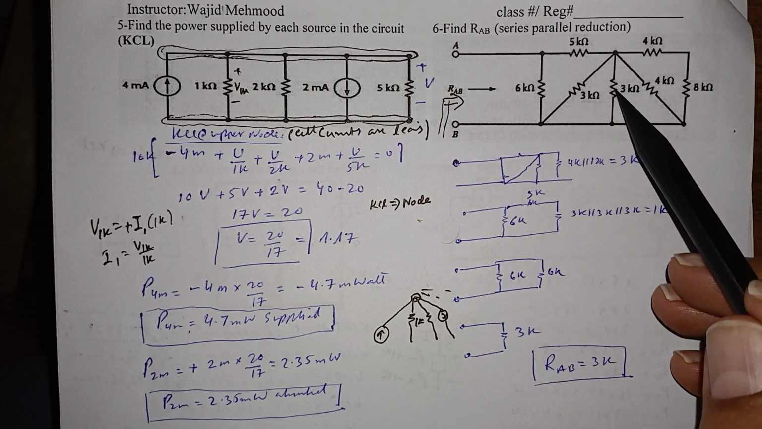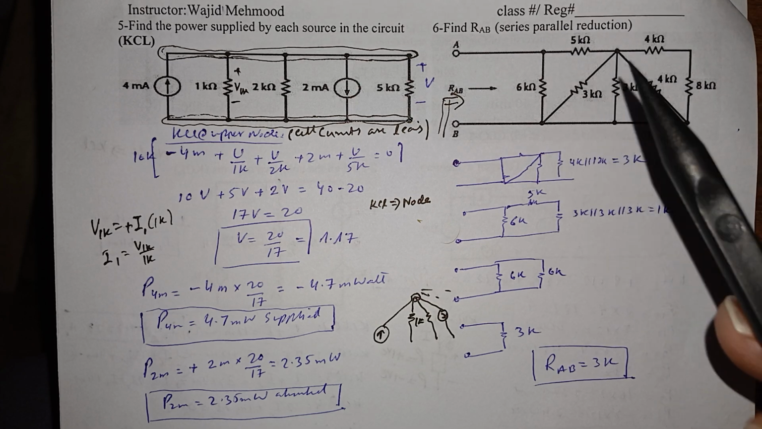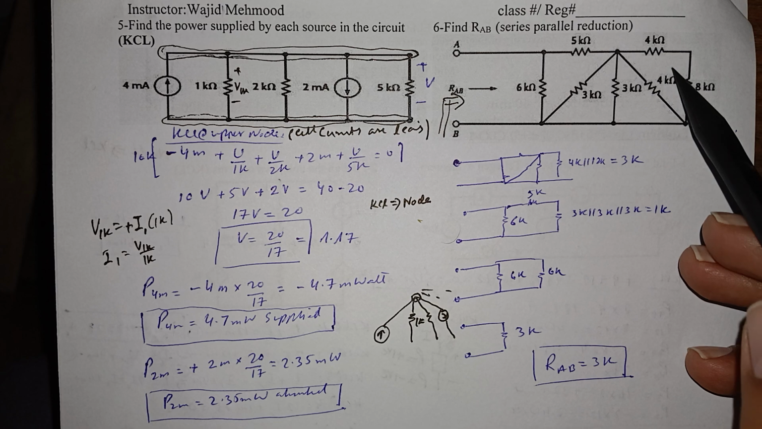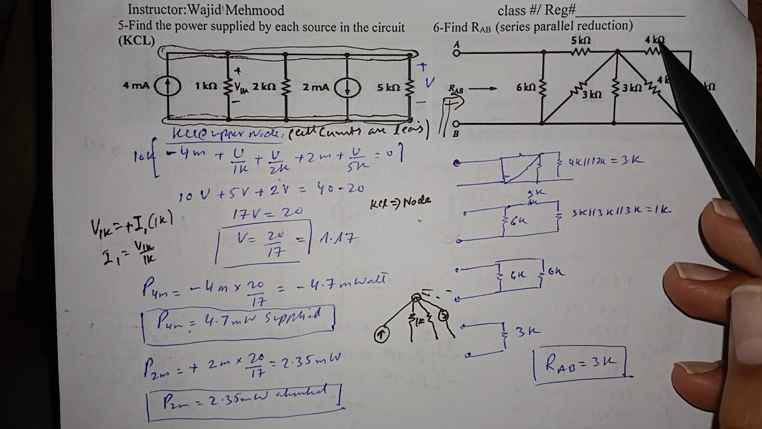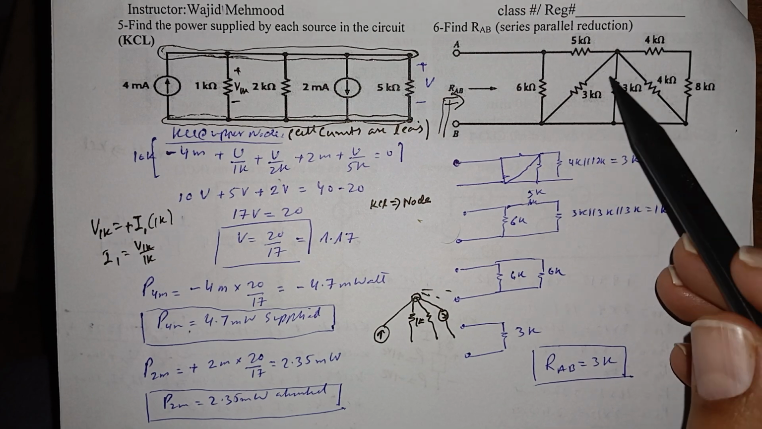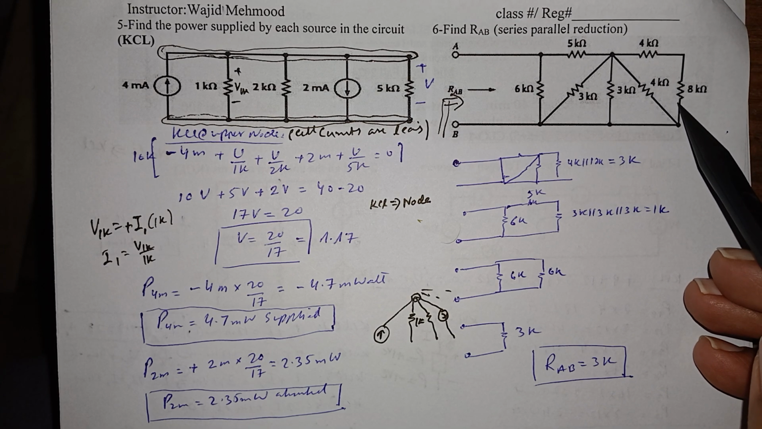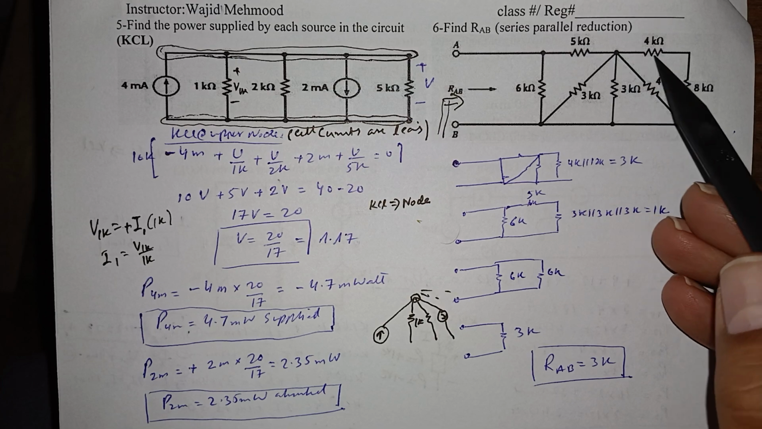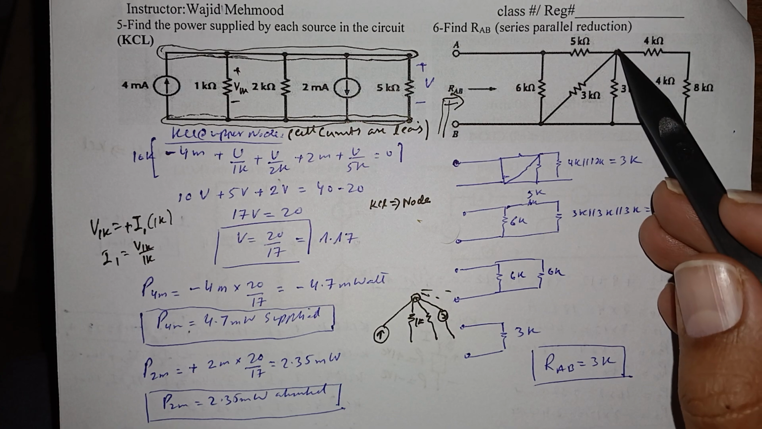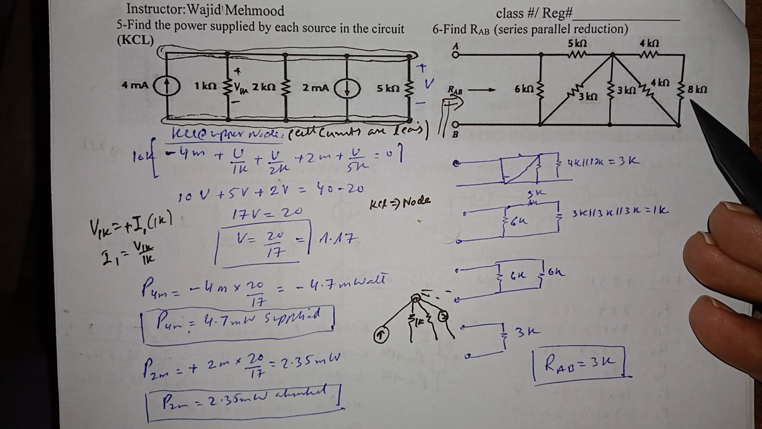So whenever you reduce a parallel combination, you reduce one loop. And when you reduce a series circuit, you reduce one node. For example, if I start from this node here, you have to start from nodes all the time. If you start from this node here, the current is not being divided here, so the current is the same in 4K and 8K, and it is between the same node pair, so 4K is in series with 8K.